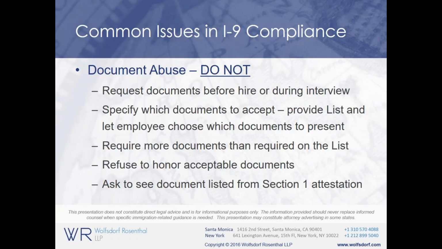If they don't present documents that are acceptable based on that list, you can ask them to present something else, but you can't actually specify, hey, show us your green card or show me your employment authorization card. That is up to them, which documents they're going to present. You can't require more documents than required. You can't refuse to honor a document that is acceptable. And you also can't ask to see a document listed from the Section 1 attestation.